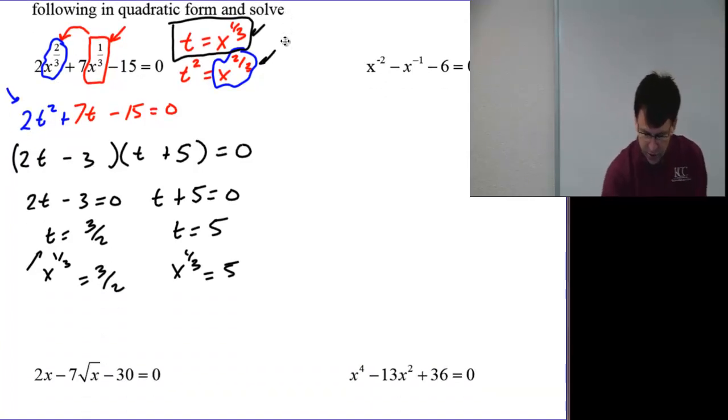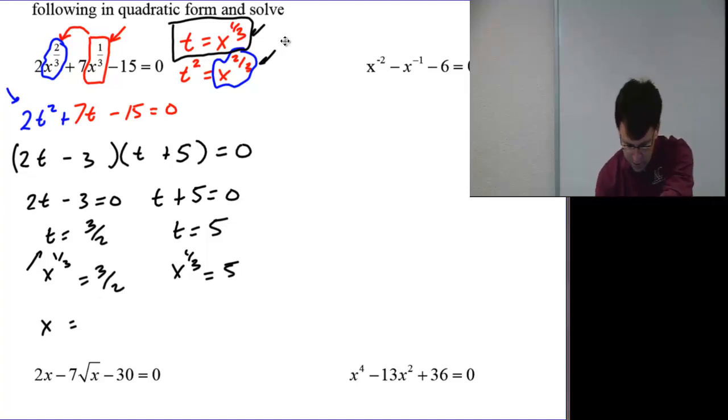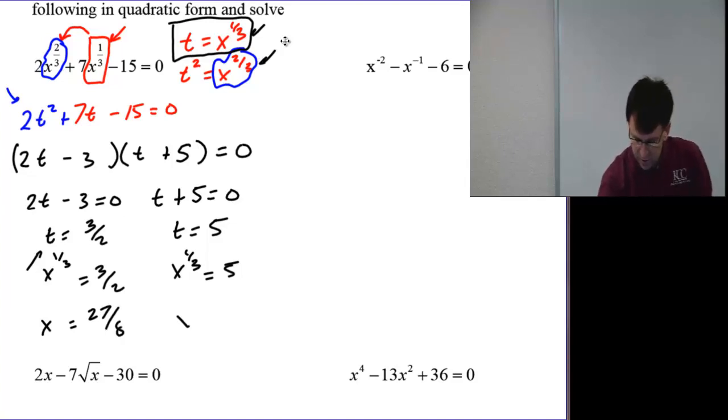And then just finishing the problem up, it's a 1/3, so I up it to the third power, and so x is going to be, oops, that's a 27. Let's get rid of that. I was doing the bottom instead of the top. I got 27/8, and in this case, x is going to be 125.